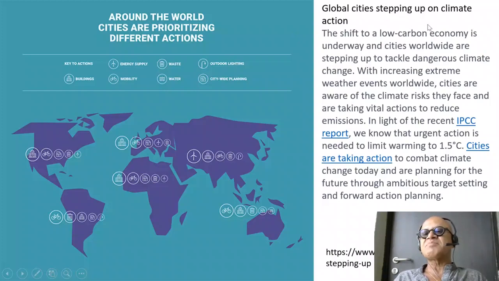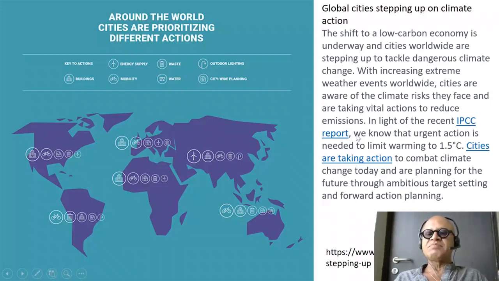So you can see that all these C40s are taking action and participating. Global cities are stepping up on climate action. The shift to low carbon economy is underway. Cities worldwide are stepping up to tackle dangerous climate change. Climate disruption, dangerous climate change and dangerous climate interference are all interchangeably used terminologies. With increasing extreme weather events worldwide, cities are aware of the climate risks they face. Urban risks are quite different in many ways, and cities are taking vital actions to reduce emissions.